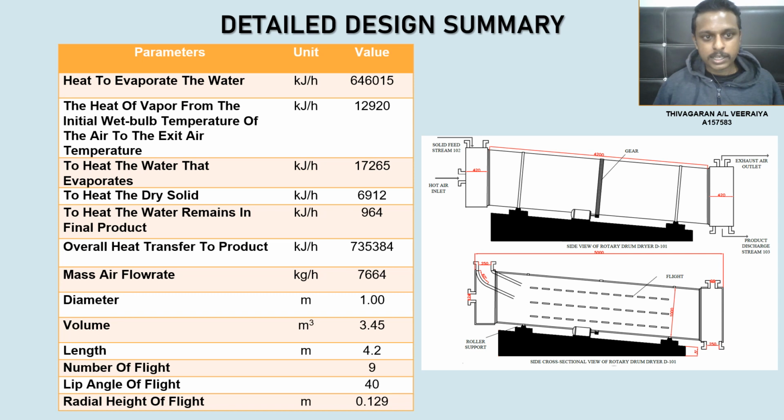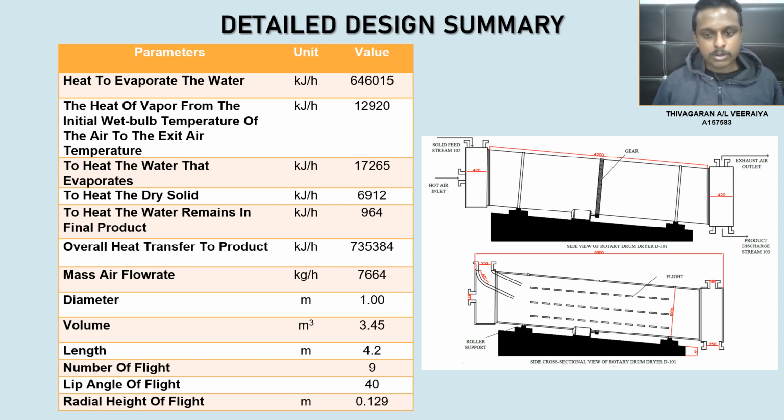The table on the left shows the summary of detailed design of the rotary drum dryer. The total heat required to dry the solid product is 735,384 kJ per hour. By using the total heat transfer, the mass air flow rate is calculated, which is 7,664 kg per hour. By using the air flow rate, the diameter of the drum is calculated to be 1 meter with the volume of 3.45 meter cubed with the length of 4.2 meter.